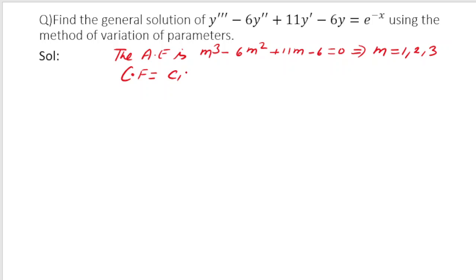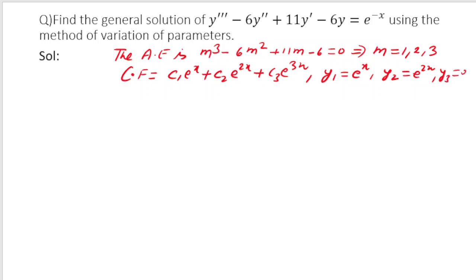Complementary function will be c1 e to the power x plus c2 e to the power 2x plus c3 e to the power 3x. So basically what we have got is y1 is equal to e to the power x, y2 is equal to e to the power 2x, and y3 is equal to e to the power 3x. It is y1 of x also we can write, because these are all functions of x.